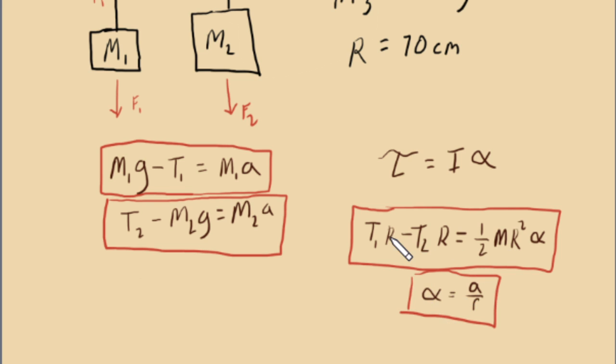This is our torque form. It's summing the torques to get our angular acceleration. And then these are just Newton's second law, F equals ma. So if we combine all these, we should be able to solve for acceleration, because we have 4 unknown values and 4 equations.